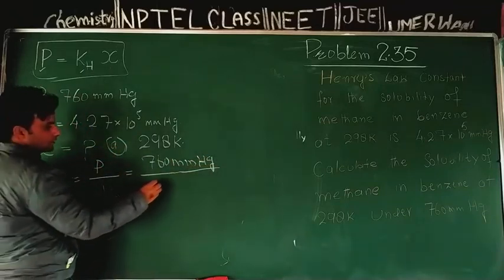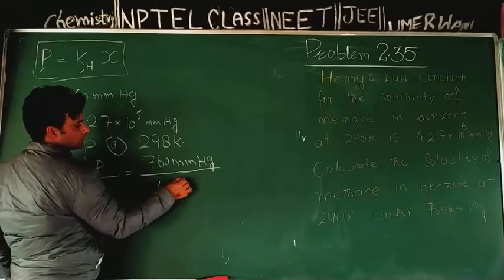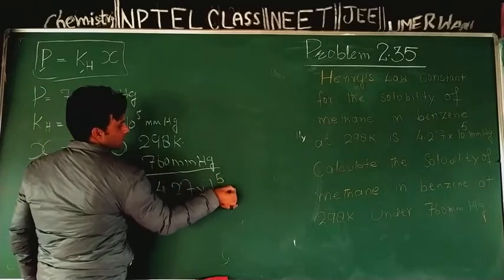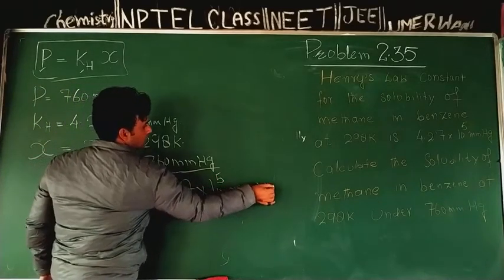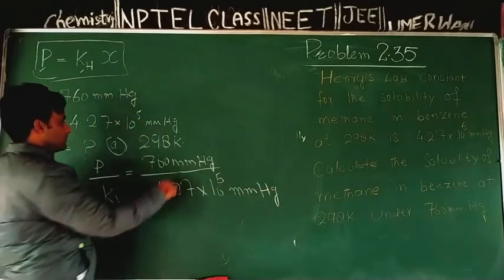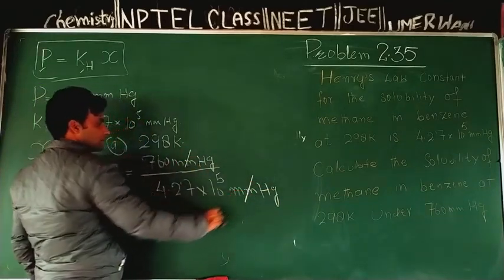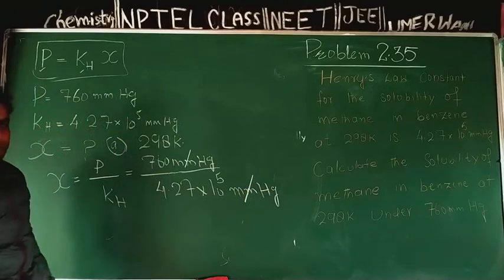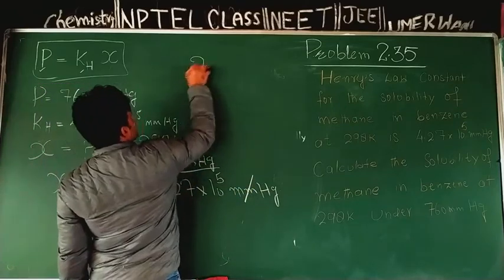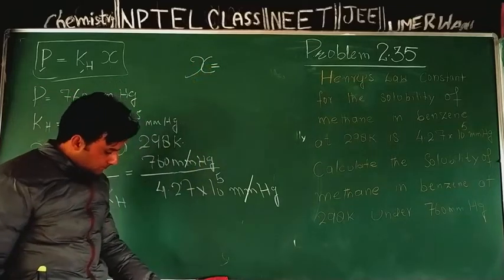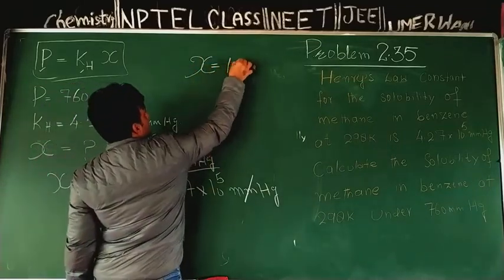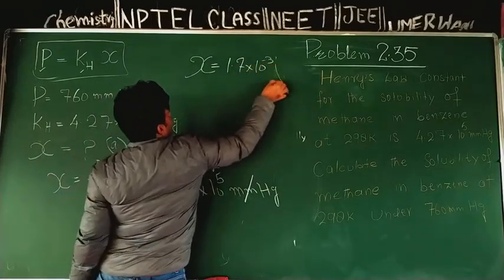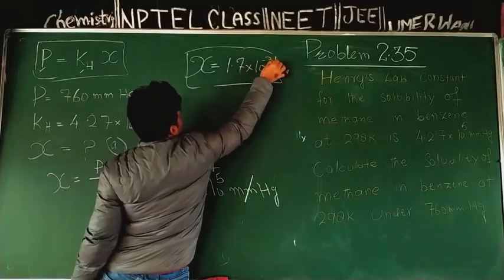Henry's law constant is also given: 4.27 times 10 to the power 5 mmHg. The unit is the same. Pressure is in mmHg, and Kh, the Henry constant, is in mmHg. It will get cancelled. Now I need to divide 760 by 4.27 times 10 to the power 5. The answer comes out equal to 1.7 times 10 to the power minus 3. Mole fraction has no units.